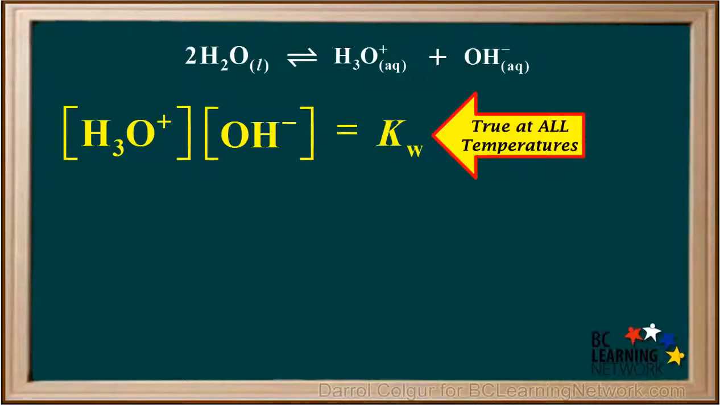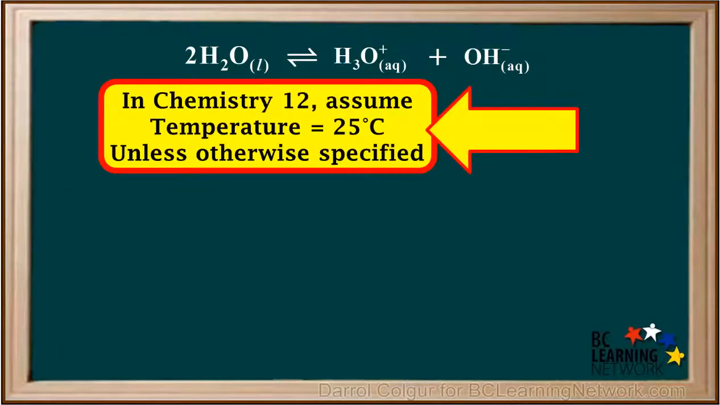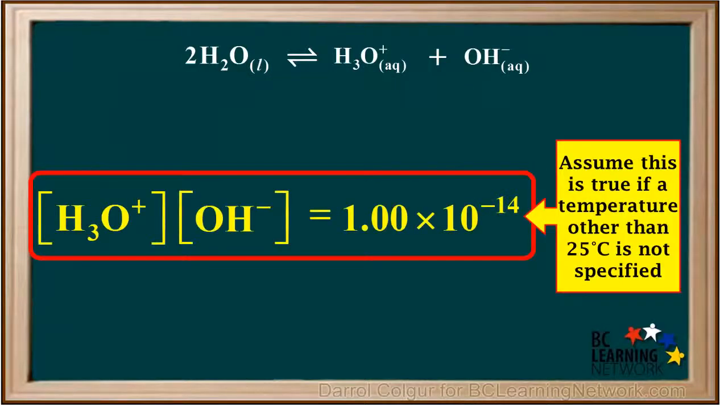This is true at all temperatures. However, the concentration of H3O+ times OH- is equal to 1 times 10 to the negative 14th only at 25 degrees. In Chemistry 12, we can assume that the temperature is 25 degrees unless a different temperature is specified. So unless a temperature other than 25 degrees is specified, we can assume that the product of hydronium and hydroxide ion concentrations is 1 times 10 to the negative 14th.